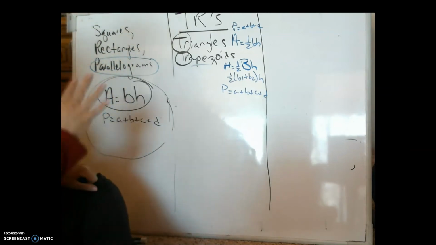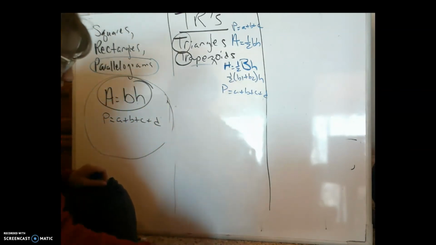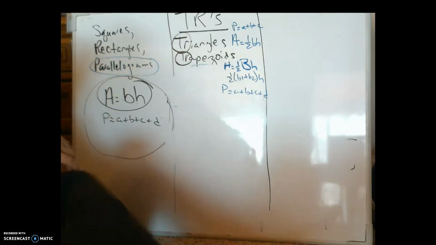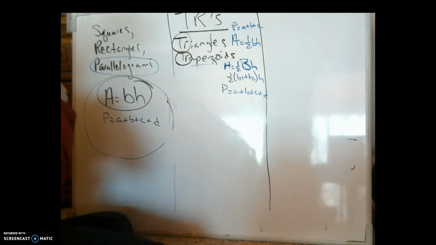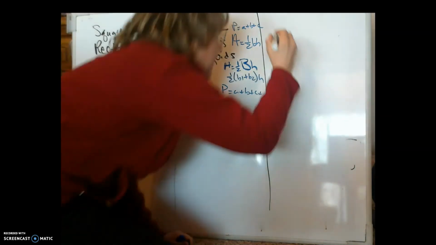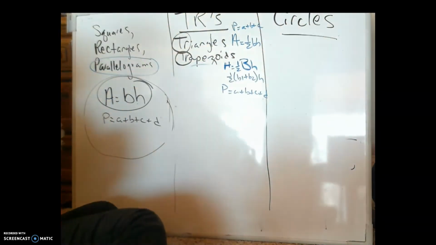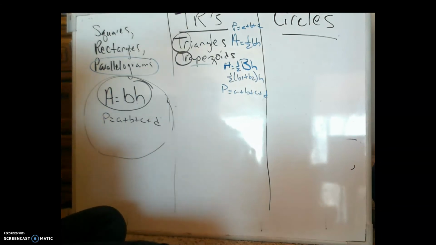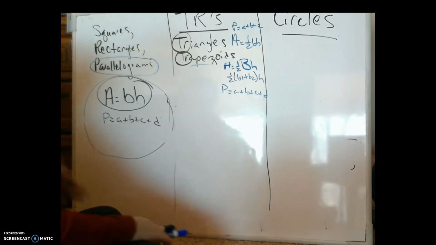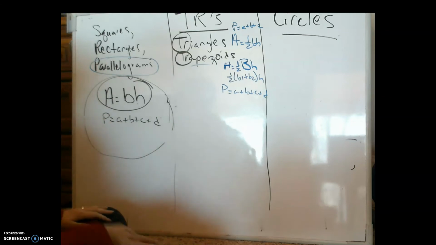All right, so we only have one shape left, and we will do that tomorrow, and that is circles. And if you know these 3 categories, you can pretty much do anything. So we will talk about circles tomorrow, and then we'll practice some just finding areas of weird shapes, normal shapes, and things like that.